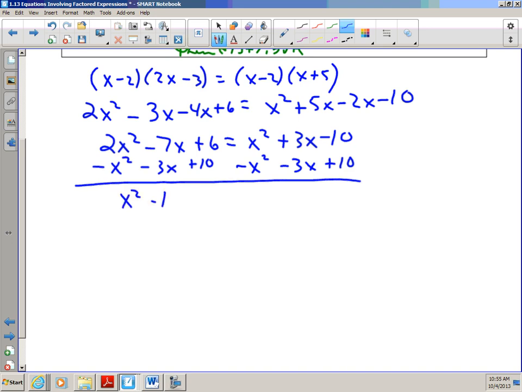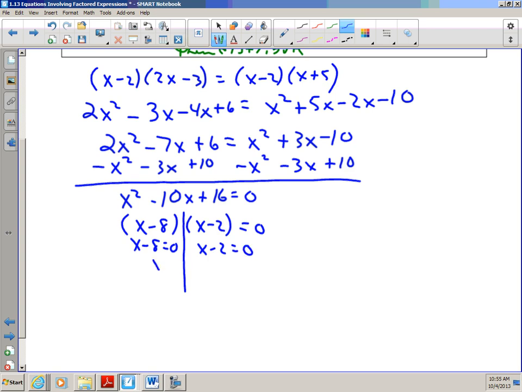The benefit of going this direction is that if I decided to subtract this side from there, I would have been left with a negative x squared. Not the end of the world, but it makes life a little bit more difficult when I try to solve this. Now you should notice I have a nice trinomial. It's all set up to use the AC method. I set each one equal to 0, and I get my two solutions. Okay.